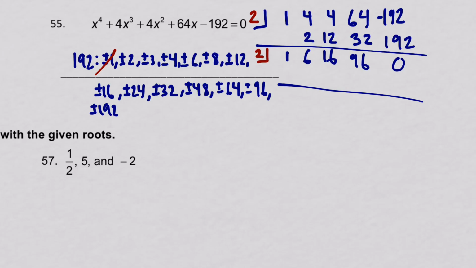So let me erase this stuff right here. Hopefully we don't have to get all the way up to 96 and 12. So bring down the 1. 2 times 1 is 2. 6 and 2 make 8. 2 times 8 is 16. 16 and 16 make 32. 2 times 32 is going to be 64. 96 and 64 does not give me 0. So 2 does not work. Alright, let's try negative 2.